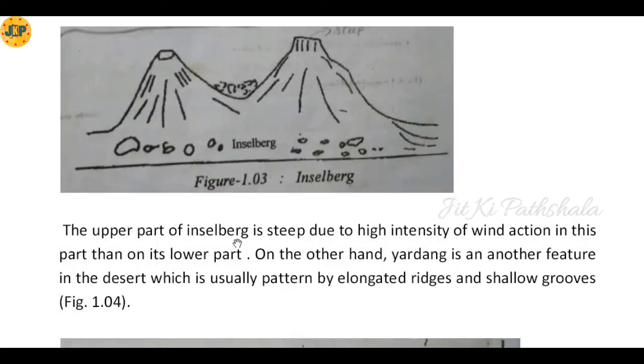The upper part of inselberg is steep. The upper part you can see here, the upper part of the inselberg is steep due to high intensity of wind action in this part than on its lower part. Generally, the inselberg gets more velocity of wind on the upper part of a hill.